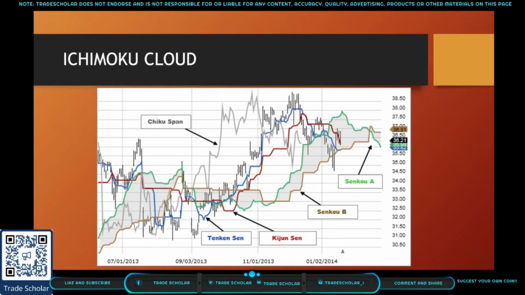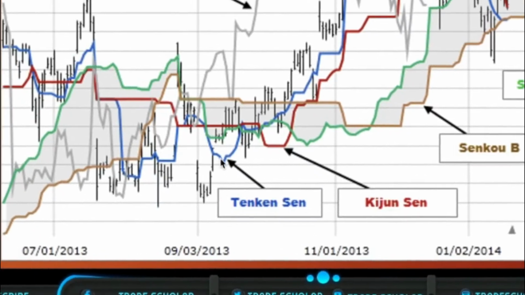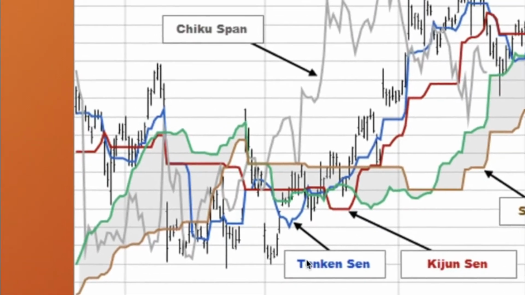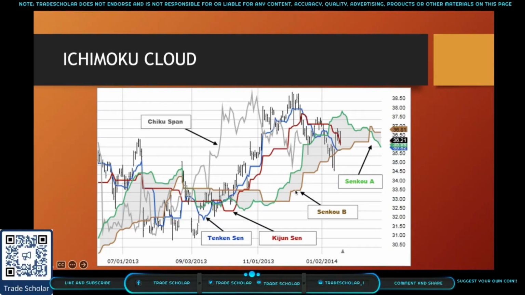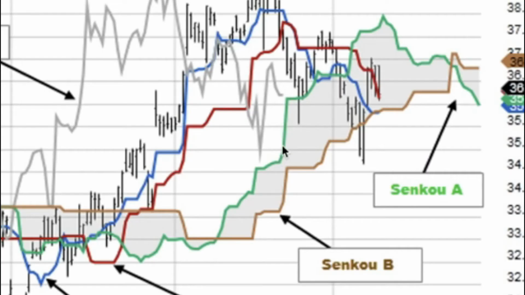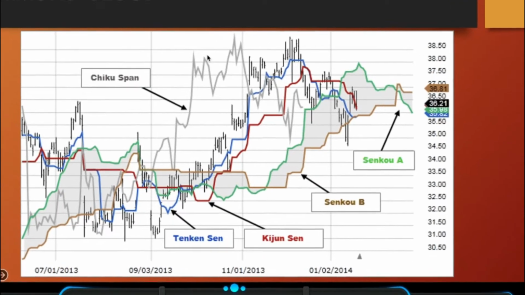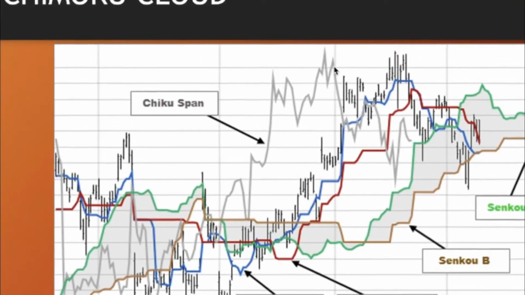Okay, so the Ichimoku Cloud has these parts. The blue line is called Tenkan-sen. The red line is called Kijun-sen. The cloud, which is the important part of the Ichimoku, has a green line that is Senkou Span A, and the lower part of the cloud, which is red or brown, is Senkou Span B. And then this one is the Chikou Span.